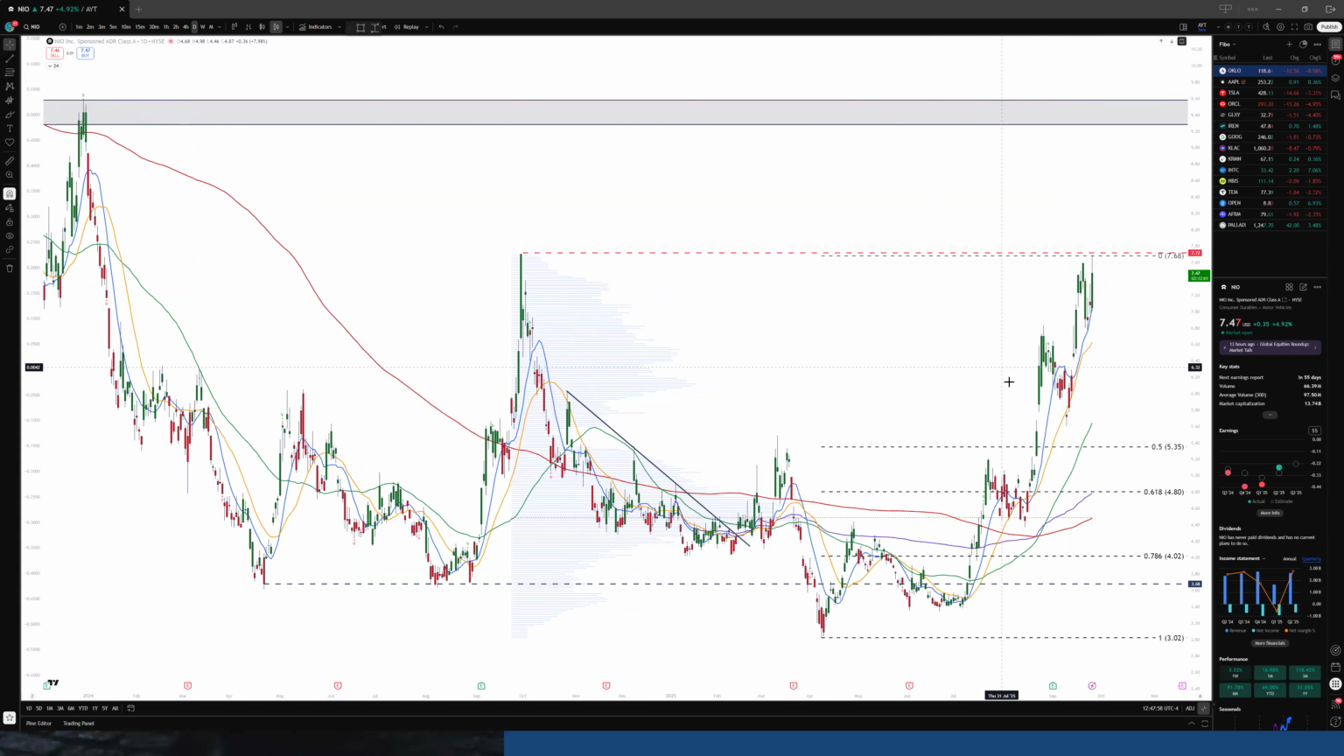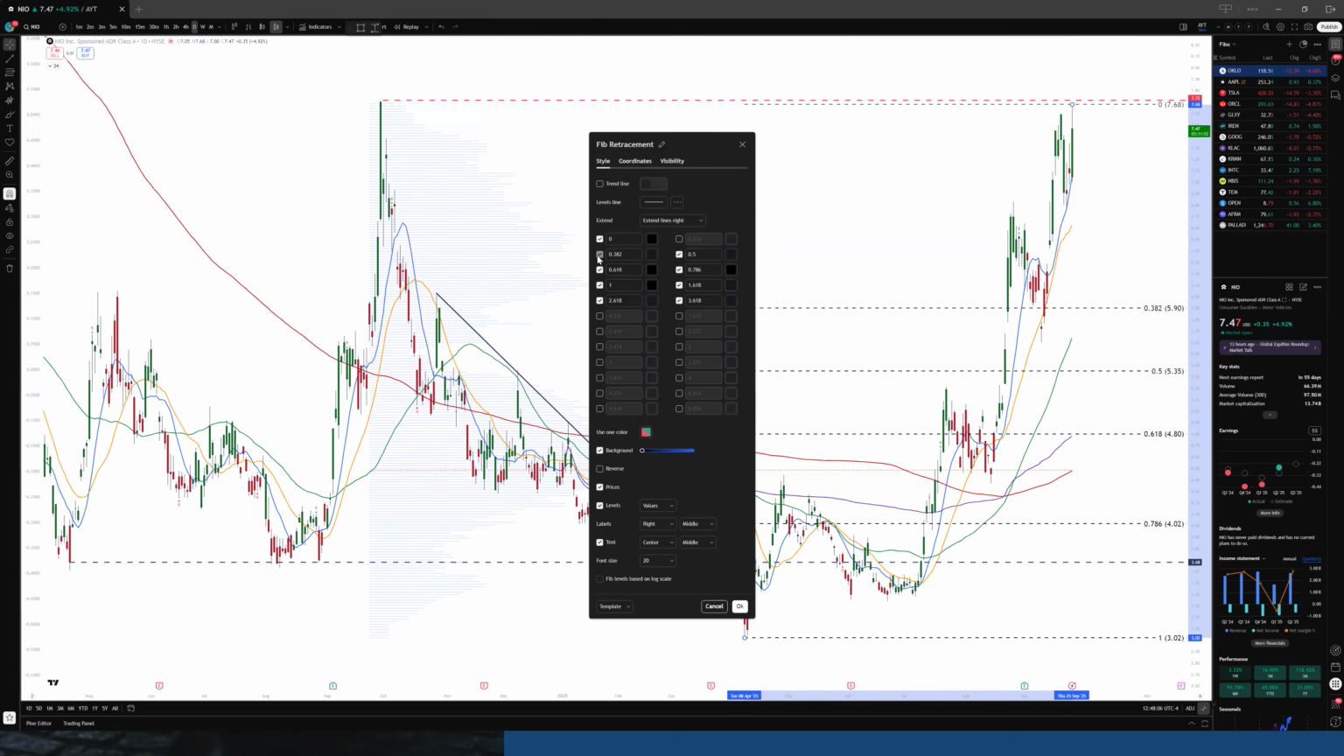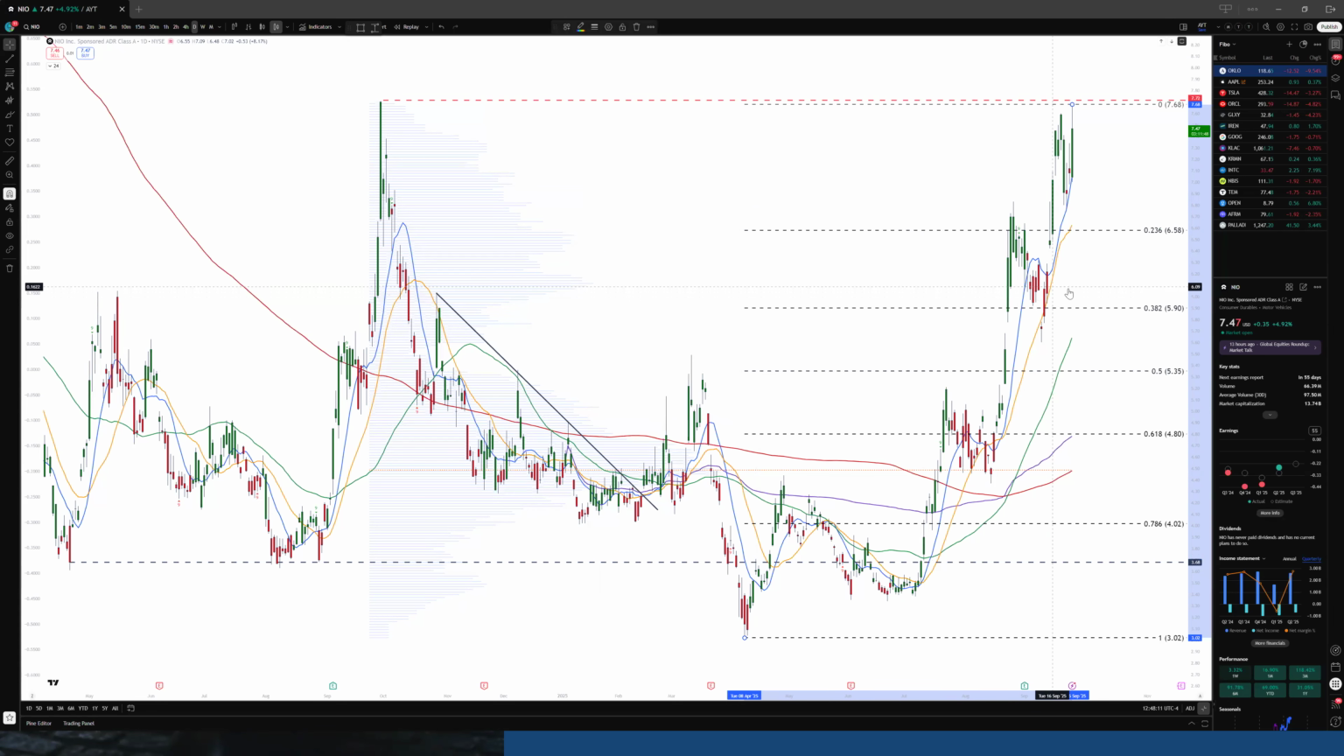But where can we get a pullback to? It wouldn't surprise me if you get a pullback to here. Let's add the shorter term ones on too for all of you. And it would make sense, right? We could come back to this 38.2. You can see it's already held a level there. It's also from a prior high over here. And at that point, my thought would be, if we do get a big corrective move, the 50-day would probably be right around that area. Another area would be this 23.6 area of interest, 20-day moving average, prior high on this move higher. So those would be the areas that I'd look for.